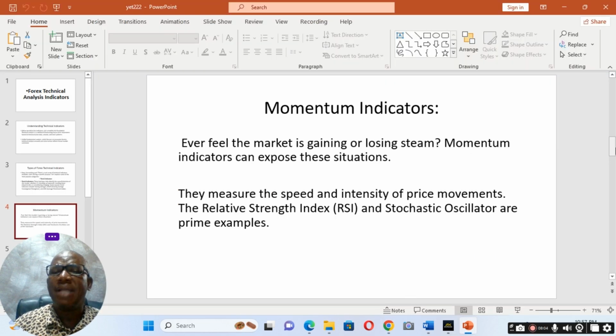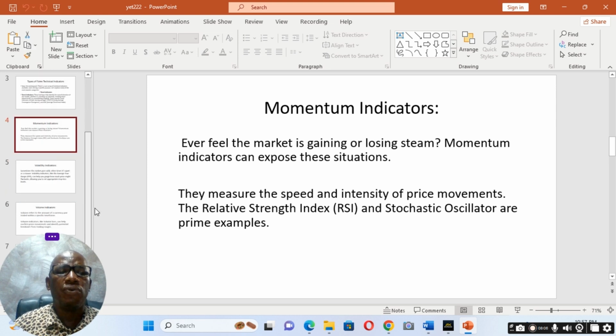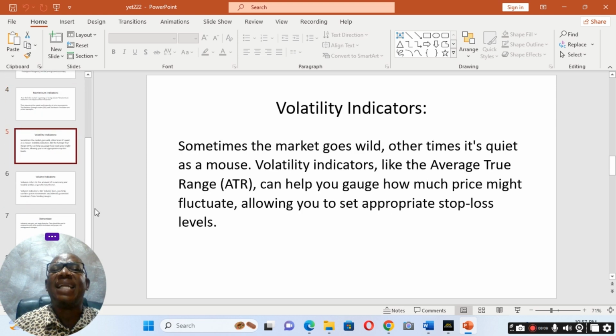Now, from the momentum indicators, we move to volatility indicators. These are the indicators that dictate the spike. The market could be volatile or sometimes quiet. So what are the indicators that may give you sign that the market may be volatile? We have the average true range. This helps you gauge how much price might fluctuate, allowing you to do what? Set your stop loss levels.